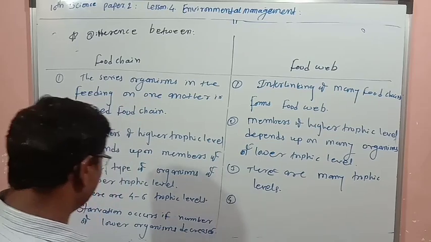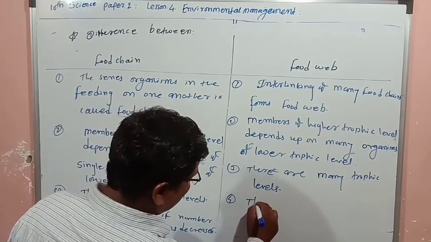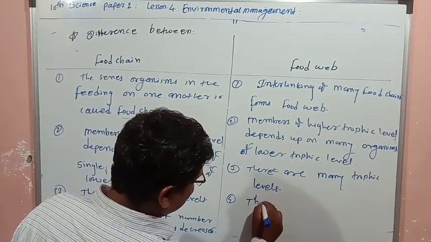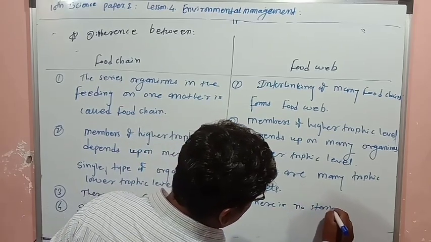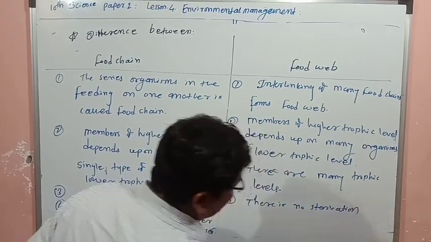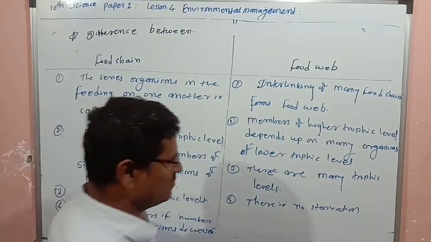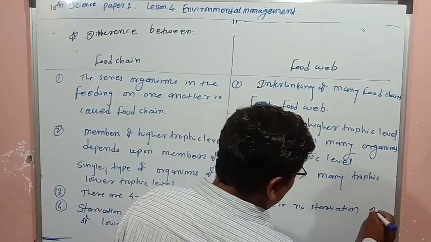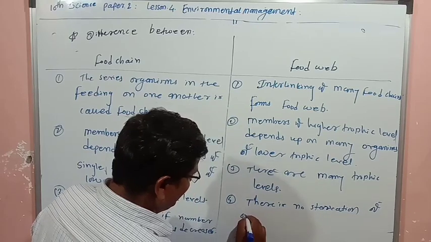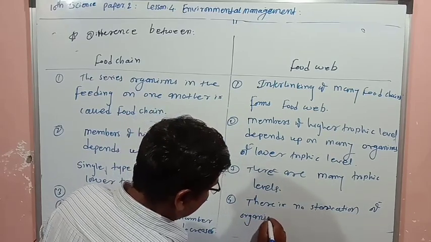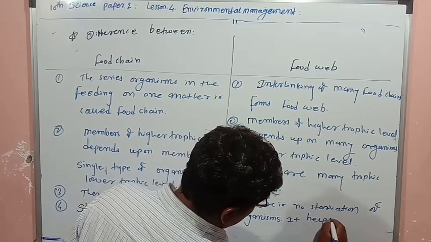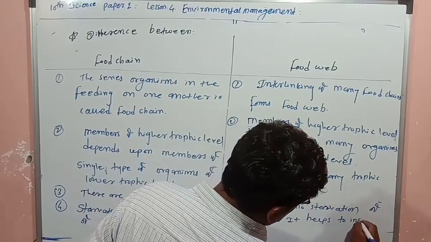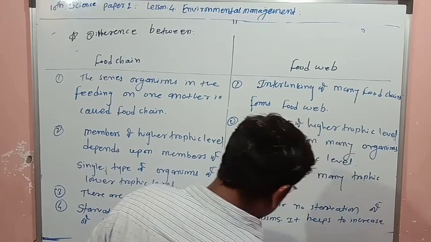And in the food web, there is no starvation of organisms. It helps to increase population.